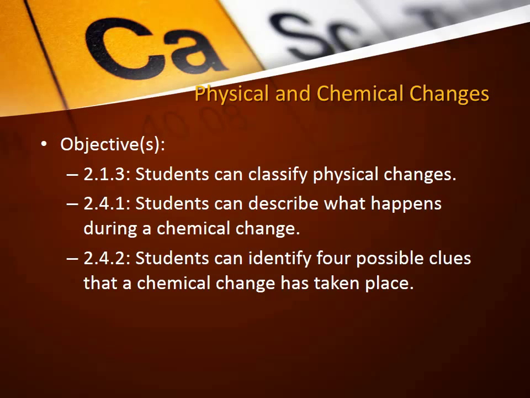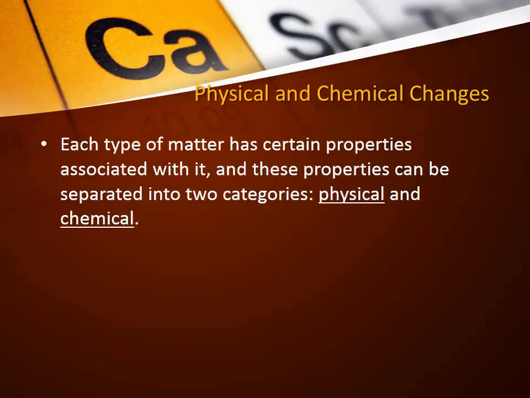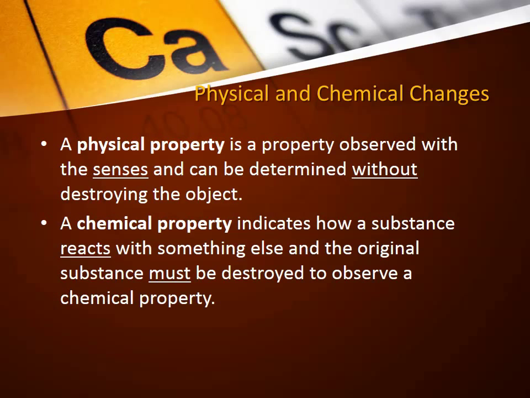In this next section, we're talking about the difference between physical and chemical changes. And these are our three objectives for this section. Every type of matter has certain properties associated with it. These properties can be separated into two categories, physical and chemical. What I mean is, every type of matter has certain things about it that make it different. And these things that make it different, we call properties, are separated into those two categories.